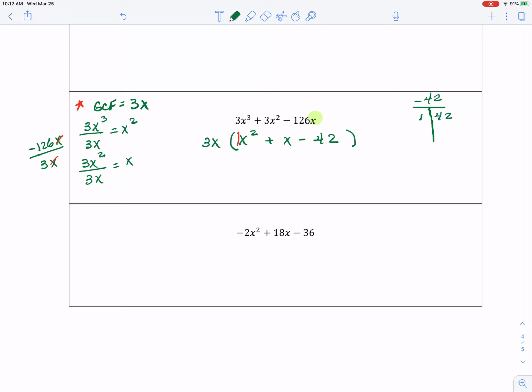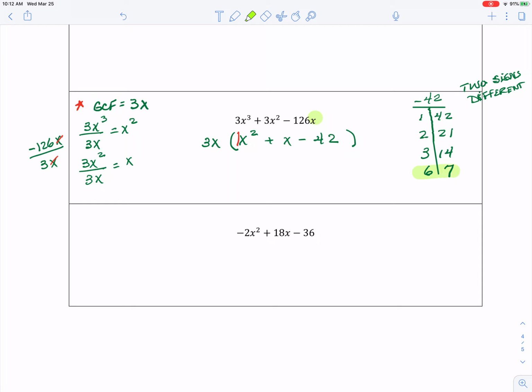So 1 and 42, 2 and 21, 3 and 14, 4 doesn't work, 5 doesn't work, 6 and 7. So you got a lot of combinations there that you need to take a look at. And again, this negative means that the two signs are going to be different.